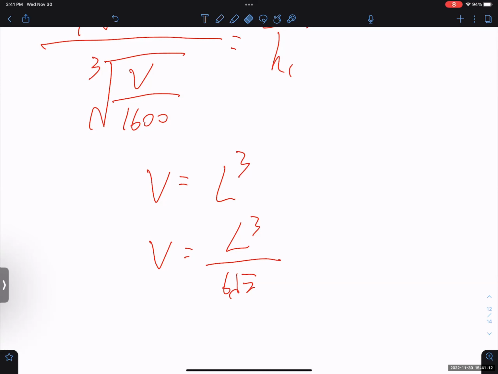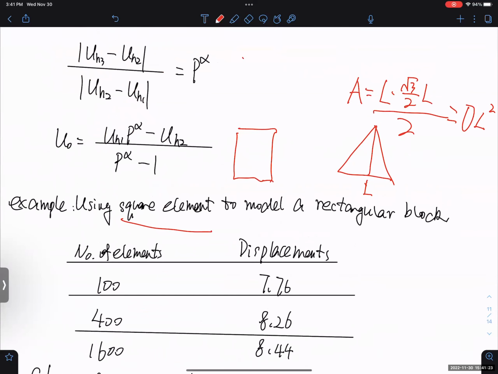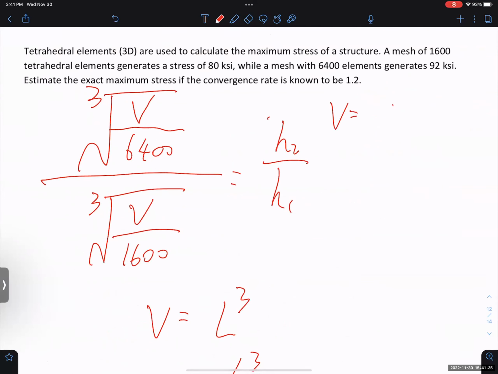So from this comparison, we can see that for 2D, the area may have a coefficient in front, but that coefficient doesn't matter. And for 3D, it's all about volume and edge length. For different geometry and different element types, there might be a coefficient in front. Again, it doesn't matter. In the end, we just need P, the ratio of the edge size. Any question here?